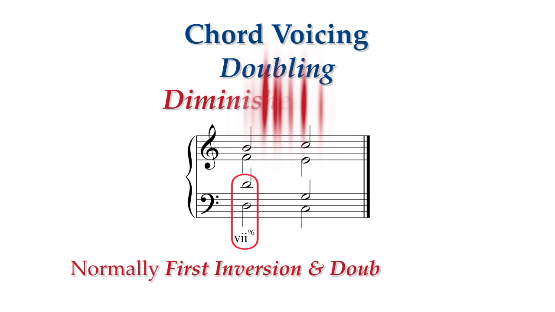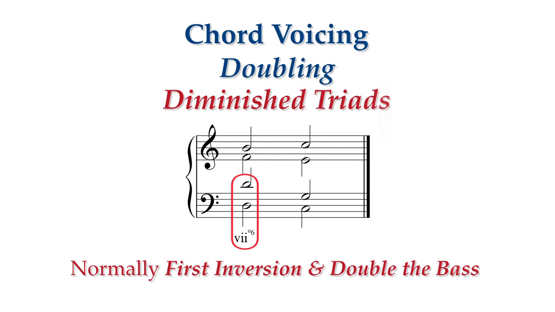Diminished triads commonly appear in first inversion with a doubled bass, the third of the chord. The root and the fifth of the triad form a tritone and are tendency tones.